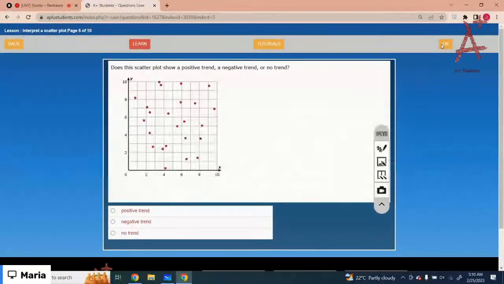Okay, does the scatter plot show a positive trend, a negative trend, or no trend? It shows no trend. Got it? So it shows no trend.